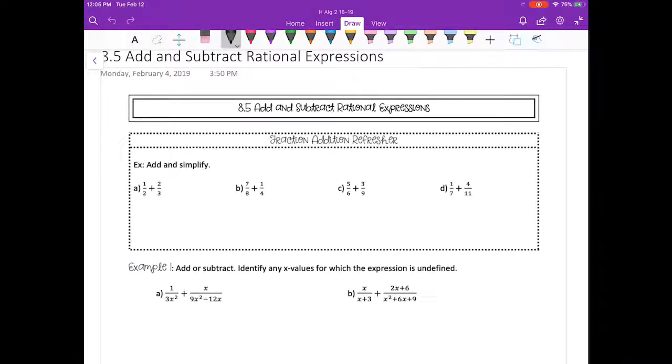Alrighty, as we are moving on to section 8.5, we are moving past multiplying and dividing rational expressions like we did in 8.4, and now we are adding and subtracting them. So before we move on, let's take a brief moment to refresh our memories on how we add or subtract fractions, because that's exactly what we're doing today, just with rational expressions.